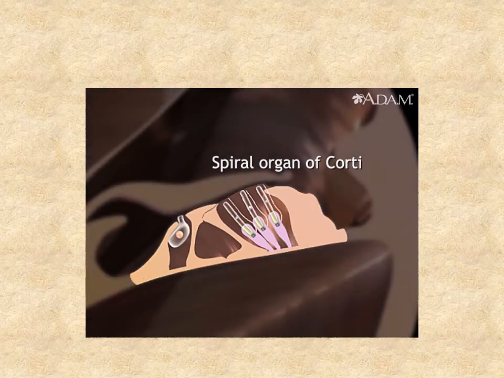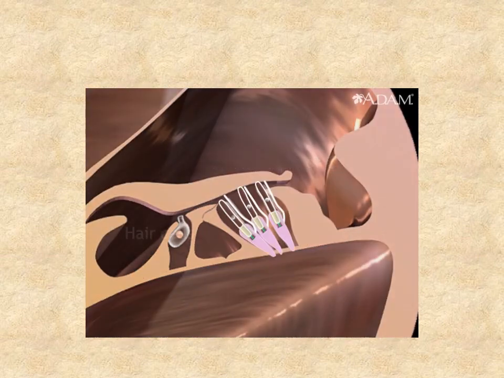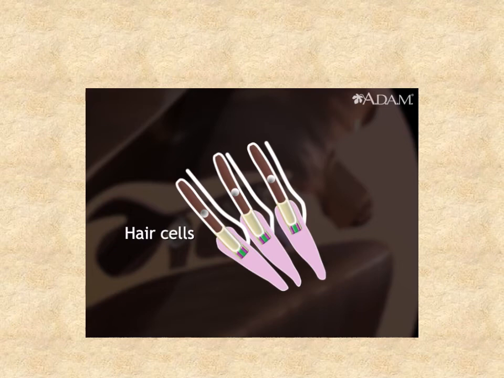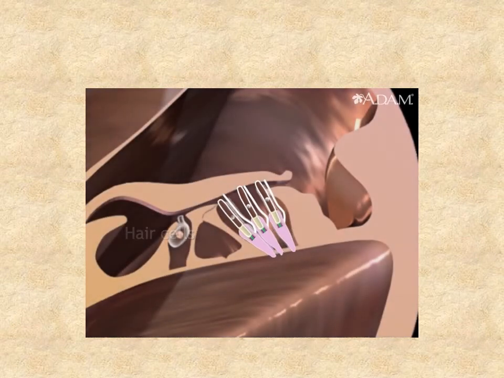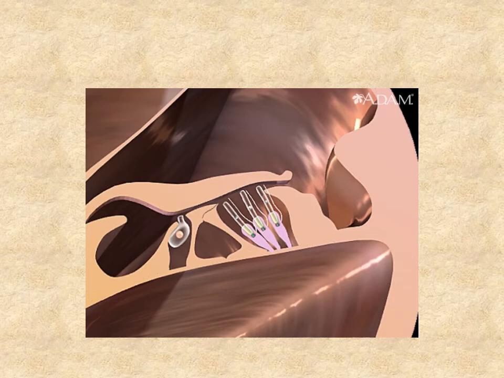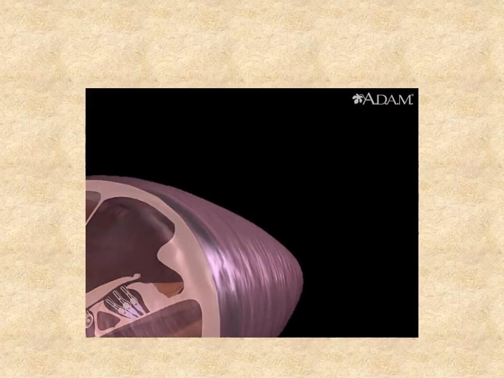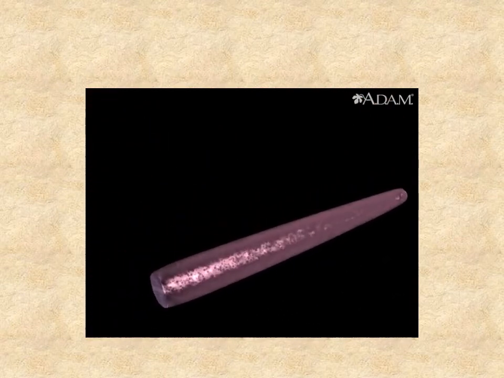for hearing. It consists of tiny hair cells that line the cochlea. These cells translate vibrations into electrical impulses that are carried to the brain by sensory nerves. In this cut view, you can see the organ of Corti with its 4 rows of hair cells. There is an inner row on the left and 3 outer rows on the right. Let's watch this process in action.